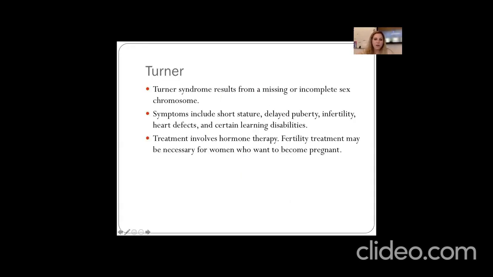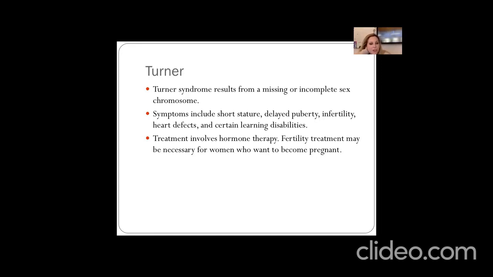All right, Turner syndrome. Turner syndrome is going to result from a missing chromosome. So we don't have an extra chromosome here, we have a missing chromosome. She will be assigned the biological sex of female because she won't have a Y chromosome. However, she only has one X. So the notation for someone with Turner's would be X0. She just has one X.